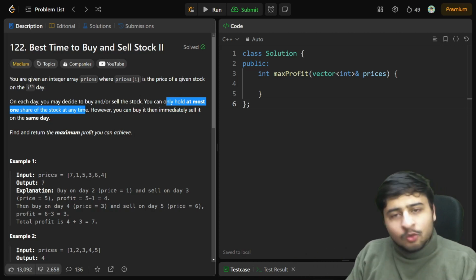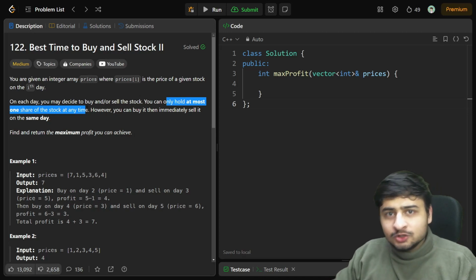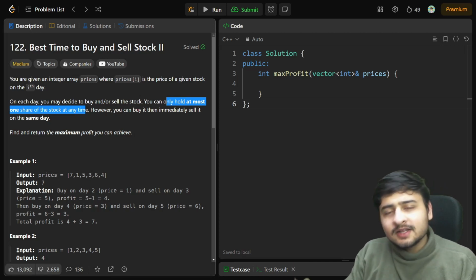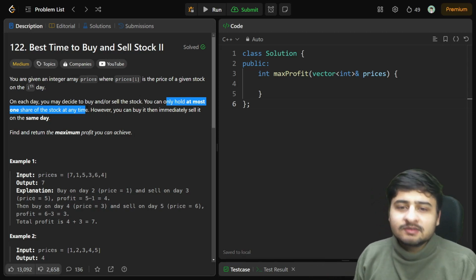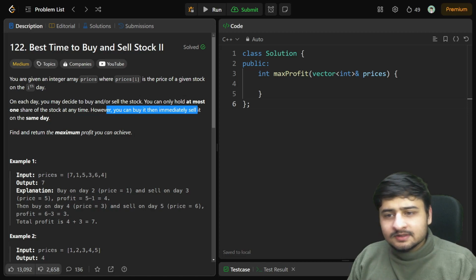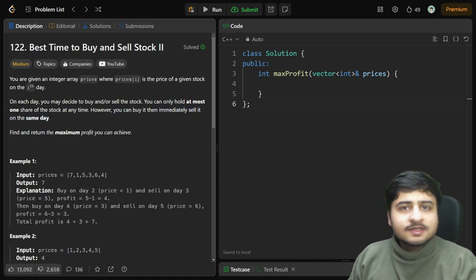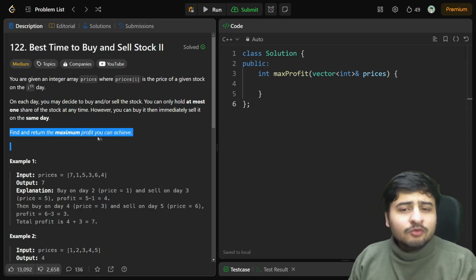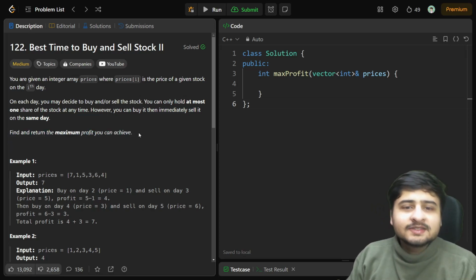You can only hold one stock. Once you buy that stock, you are holding it, and once you sell it, only then can you buy another one. However, you can buy it and then immediately sell it on the same day. So buy and sell can happen on the same day. You have to return the maximum profit you can achieve by buying and selling.